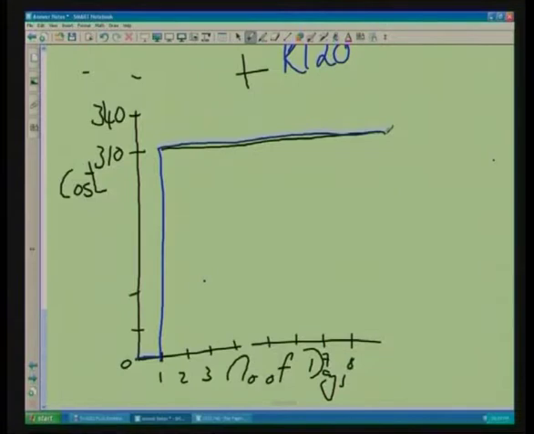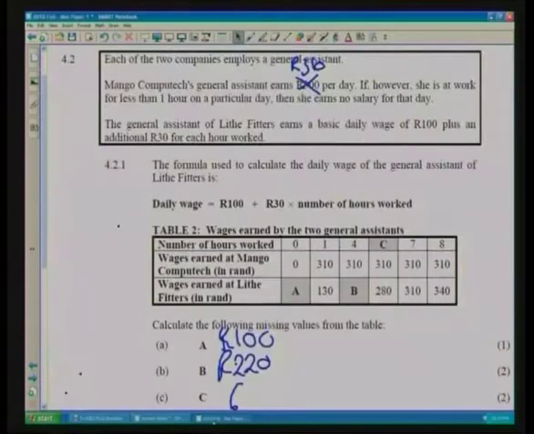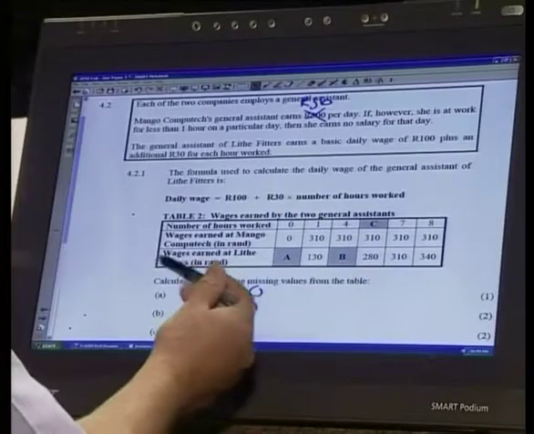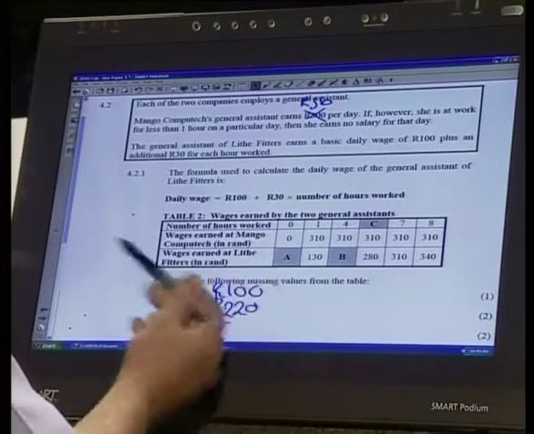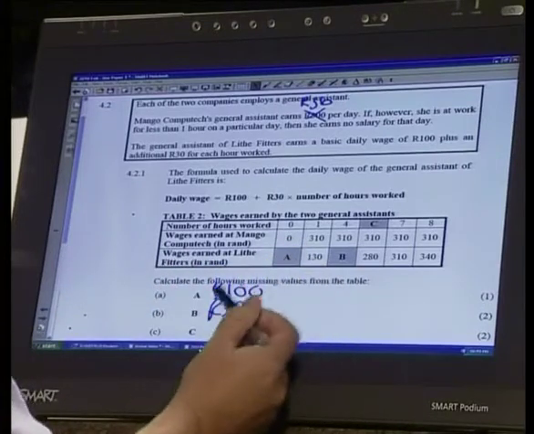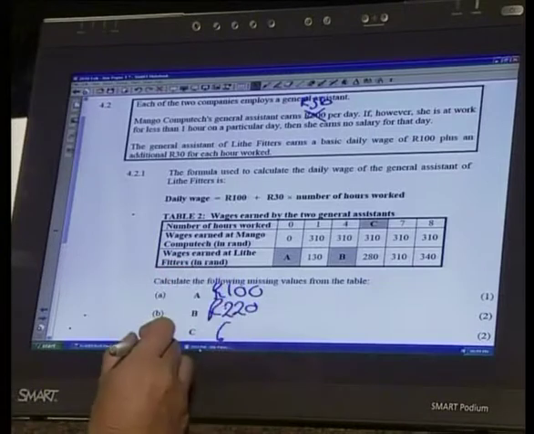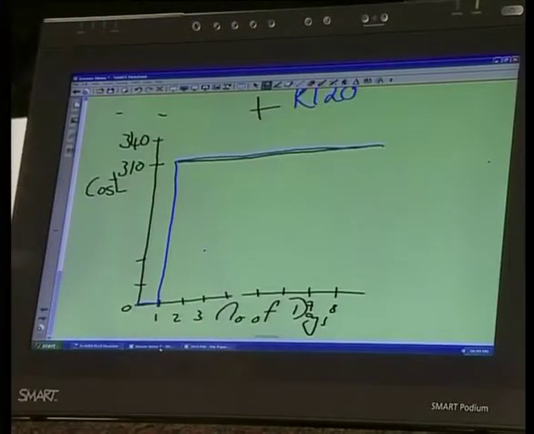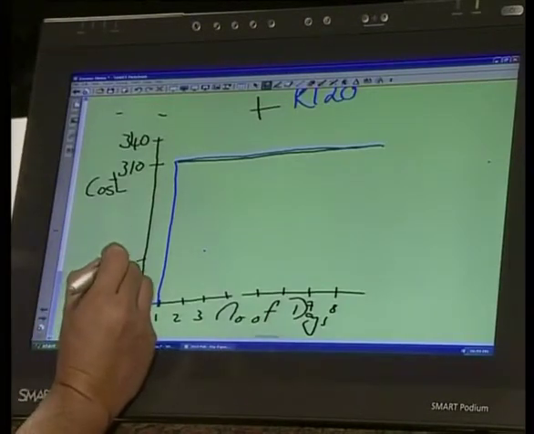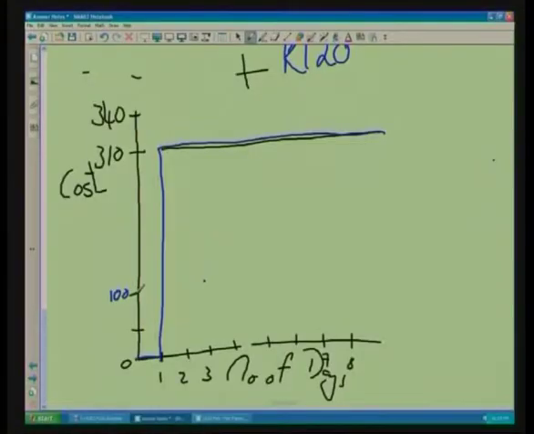Let's have a look at my next graph. My next graph states this, that if I work for Live Fitters, my A is 100. So if I don't come into work, that's okay. I'm still going to get $100 and I'm just going to put it over here. And then I'm going to plot all those points. And by day 7, what we're going to notice is my graph's going to look like that.